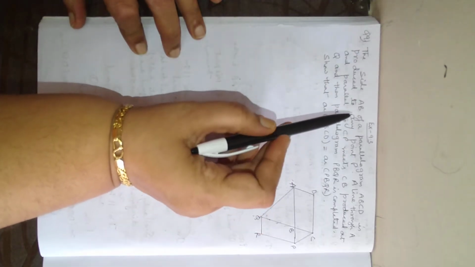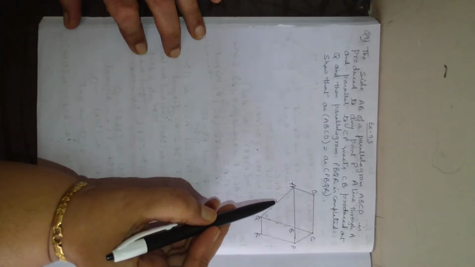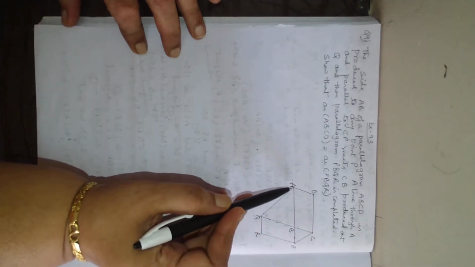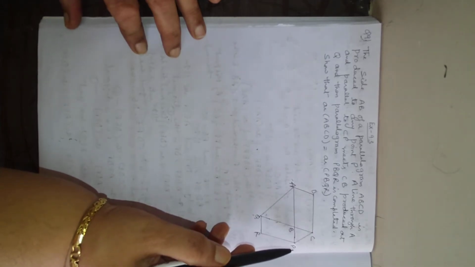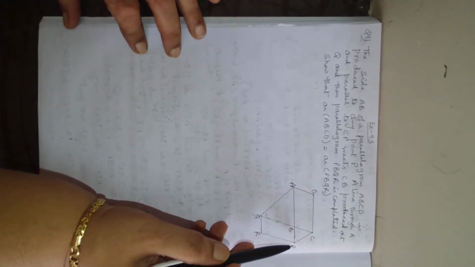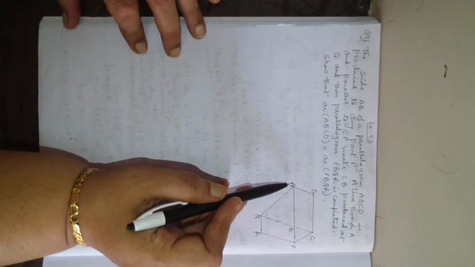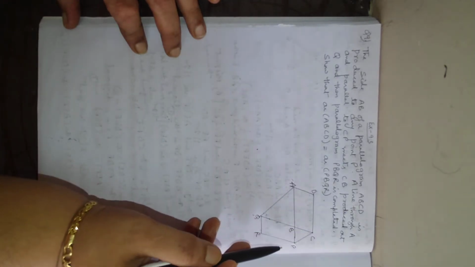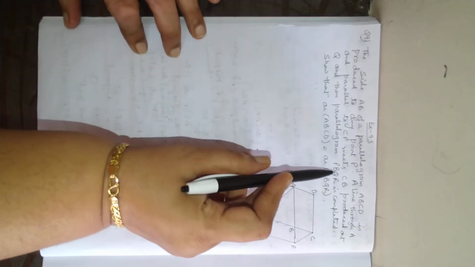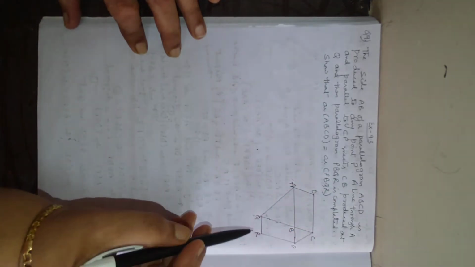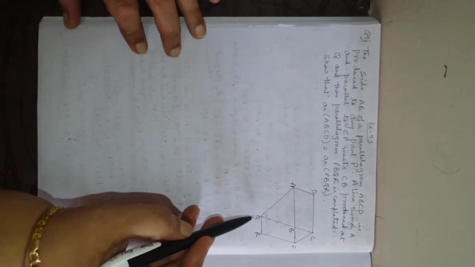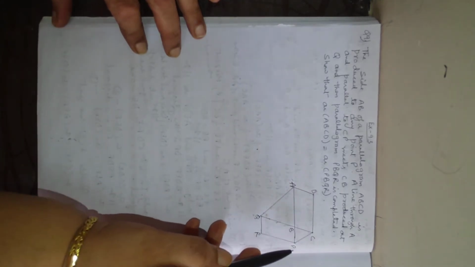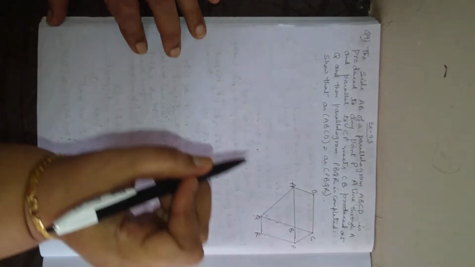Now read the question again. The side AB of a parallelogram ABCD is produced to the point P. ABCD is a parallelogram given. A line through A and parallel to CP means this line AQ is parallel to CP, given. It meets CB produced at Q, and then this parallelogram PBQR is completed.